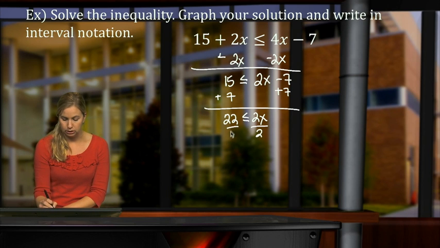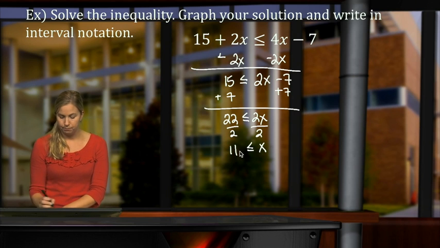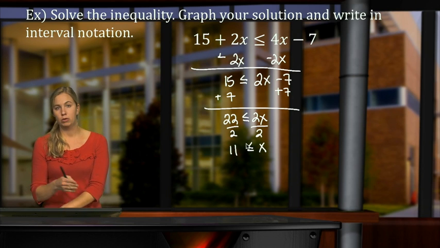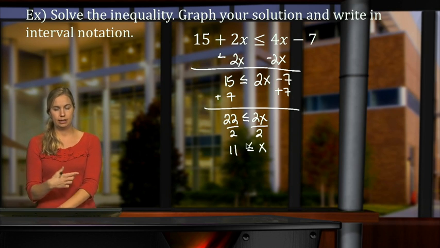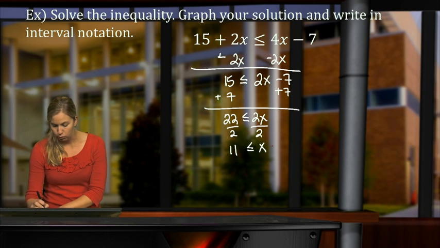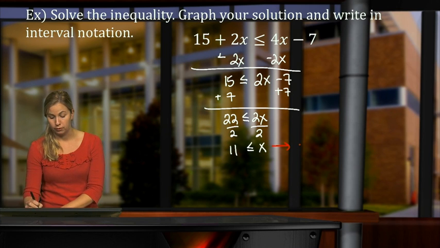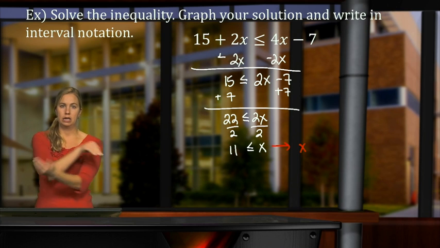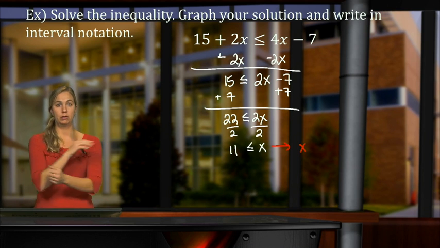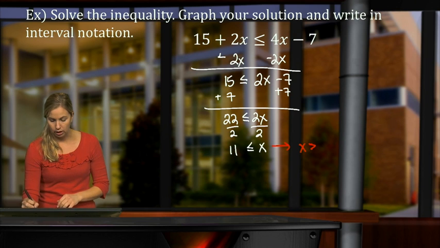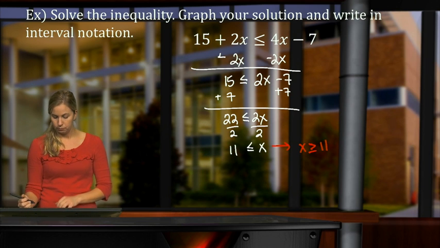Divide both sides by 2. We get 11 is less than or equal to x. Reading from left to right, it says 11 is less than or equal to x. A lot of times we'll rewrite this so that our variable comes first. We're essentially just flipping that entire statement, so everything is going to flip, including that inequality. x is greater than or equal to 11.